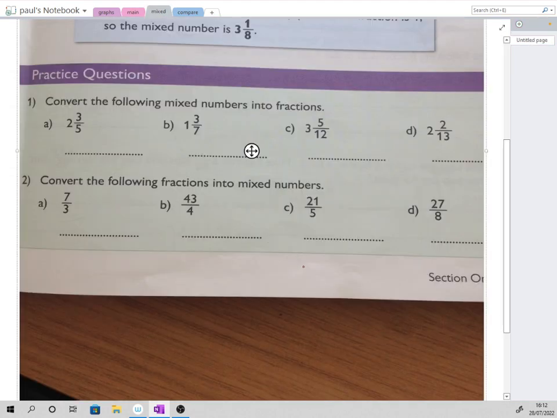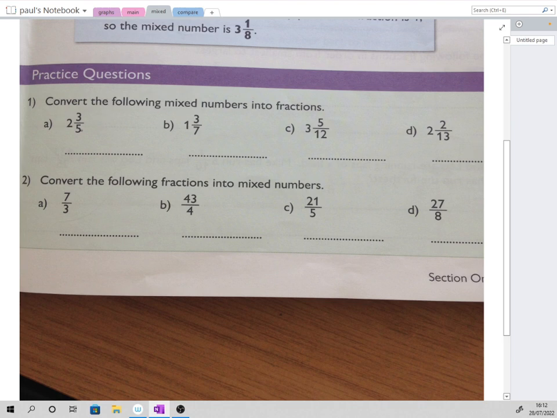So let's have a look at an example or two. Here we've got 2 and 3/5. Convert the following mixed numbers into fractions. And then the second half is convert the following fractions into mixed numbers, so going the other way. Pause if you want to have a go, and then play, and I'll tell you what the answers are.